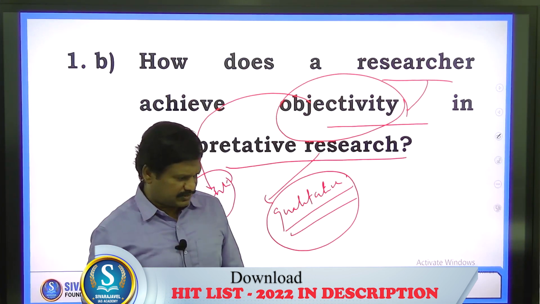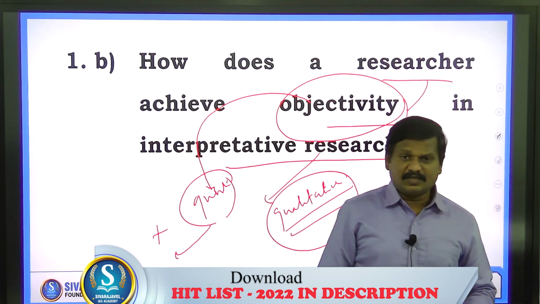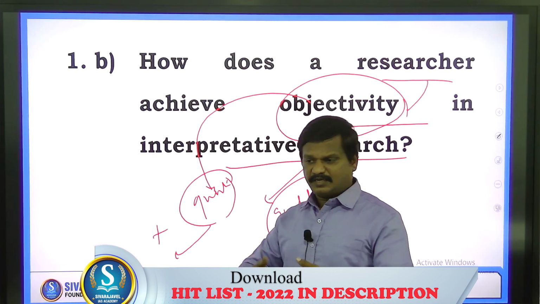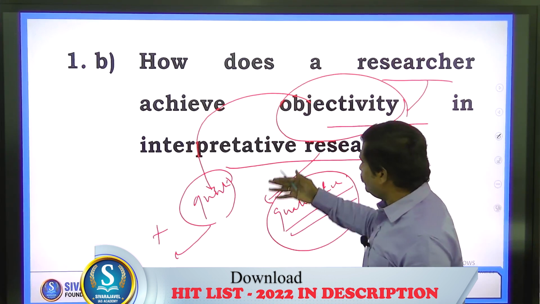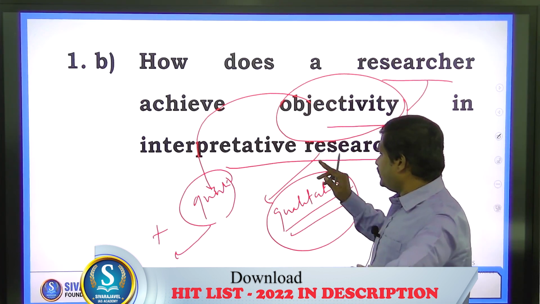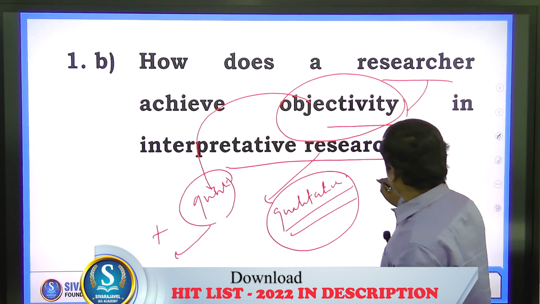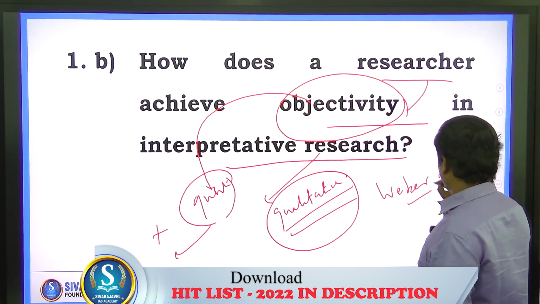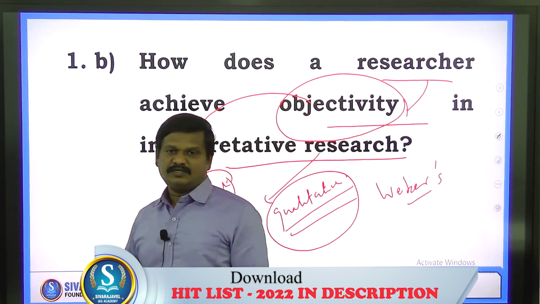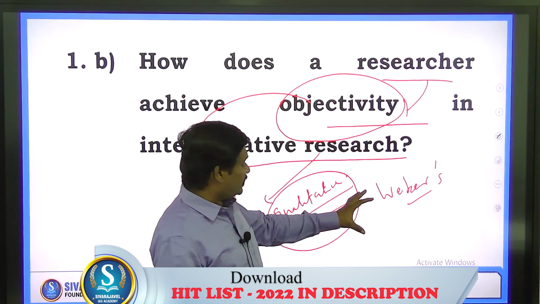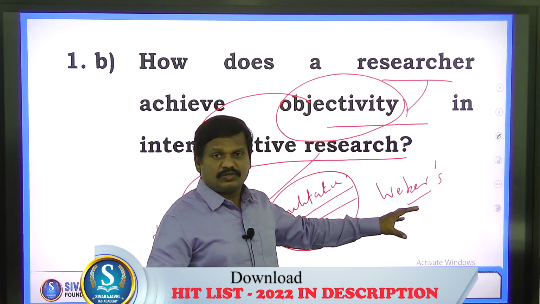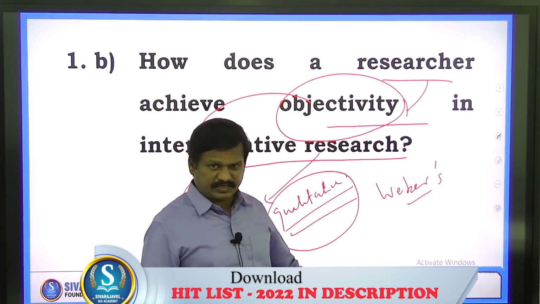What does Weber say about this? Weber says use multiple methods, use trained researchers, try to bridge the gap between the researched and the researcher. Like that, Weber gives a number of solutions for the problems of objectivity in qualitative method, right. So we can write Max Weber's solution for problems of objectivity. He wrote a book, Objectivity in Social Science and Social Policy, where he speaks about the problems of objectivity and the solutions to solve these problems in social science research, right.